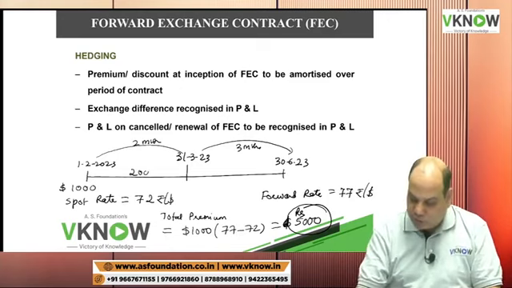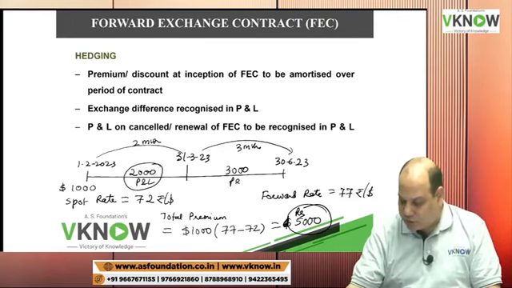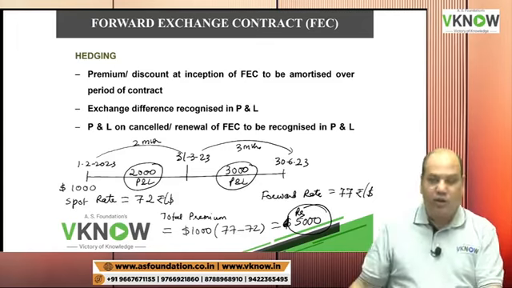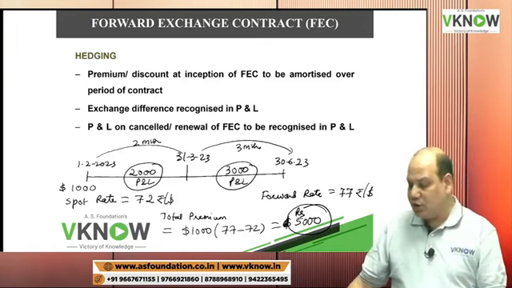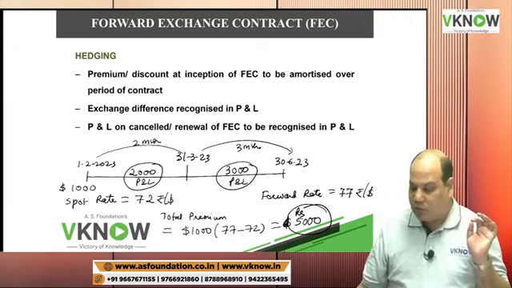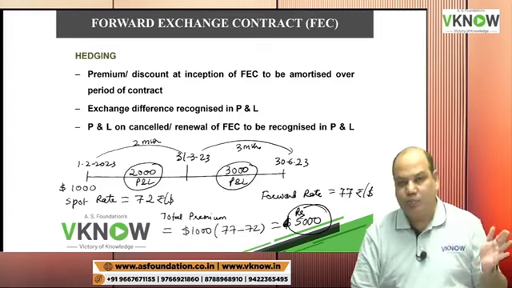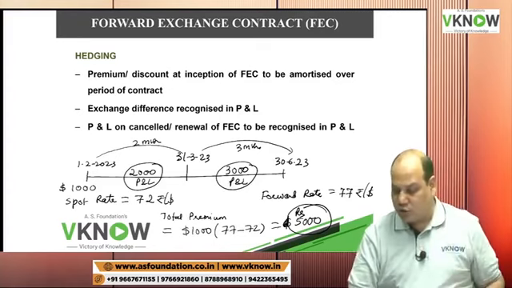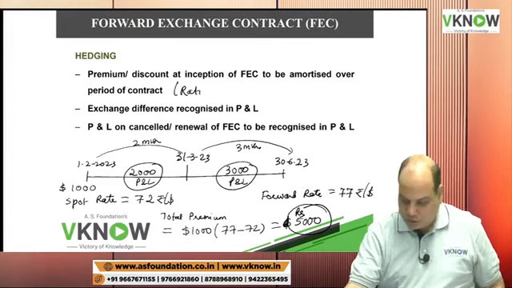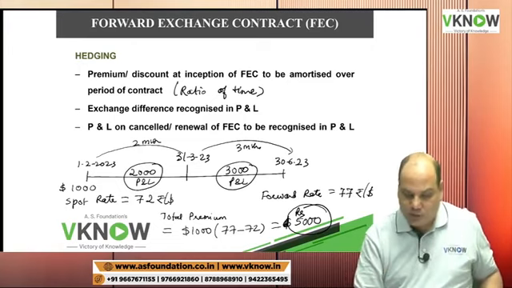So 2,000 rupees we will recognize in P&L account in the first year, and 3,000 rupees we will recognize in P&L account in the second year. So that is my first rule. The premium or discount will be amortized over the period of the contract in the ratio of time. We are going to solve 2 or 3 questions on this, don't worry.